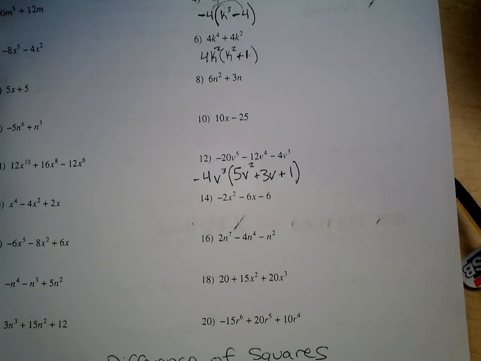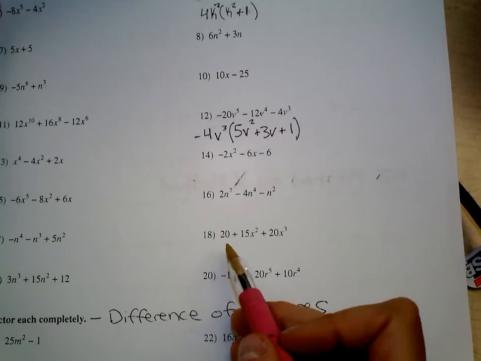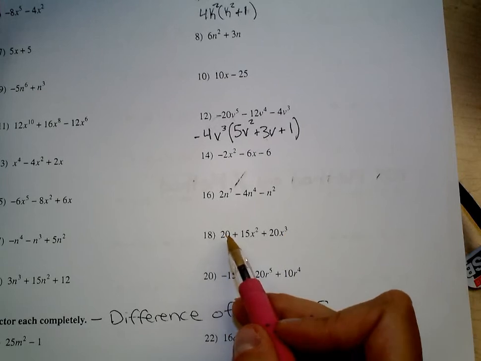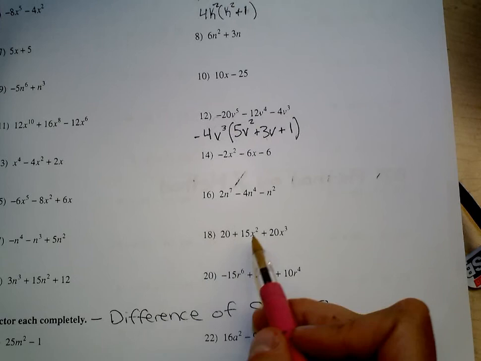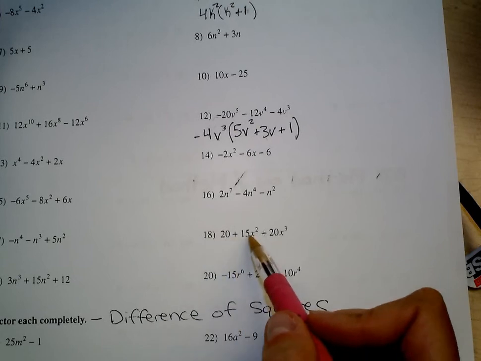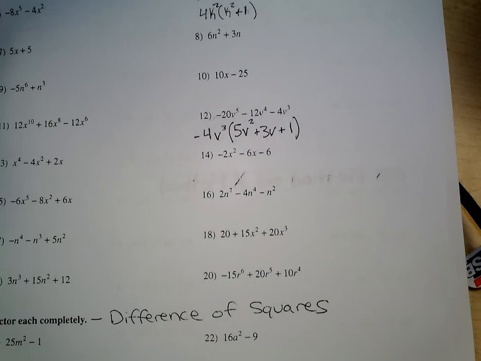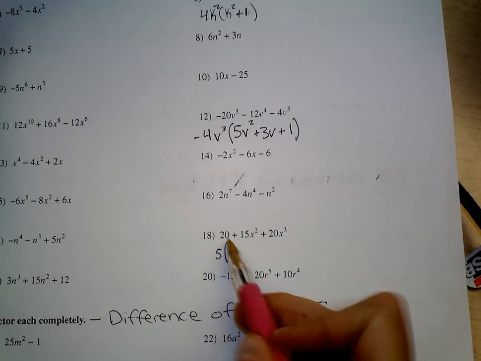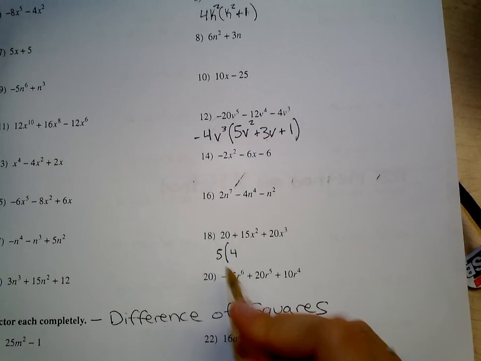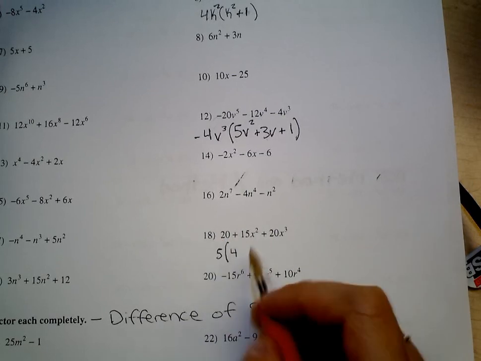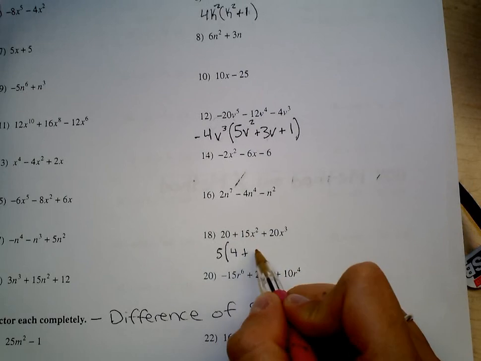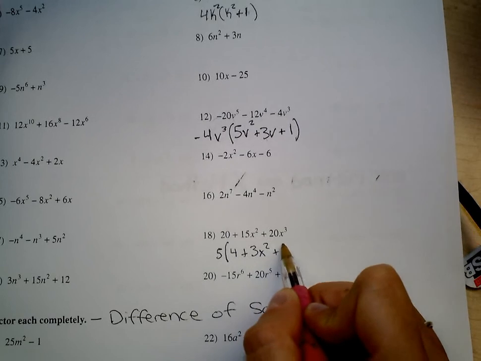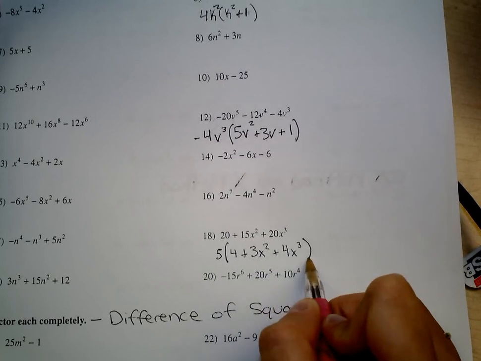Let's do one more. Let's do 18. This one has 2 x's, this one has 3 x's, but this doesn't have any x's, so there's no x's in common. Let's look at my numbers: 20, 15, and 20. It looks like they're going to have 5 in common, so I can pull out a 5. I'm left with 4 here, and going back, 5 times 4 gives me 20. Plus, if I take out a 5 from 15, I'm left with 3x squared. And here I'm left with 4x cubed. So that would be my answer there.